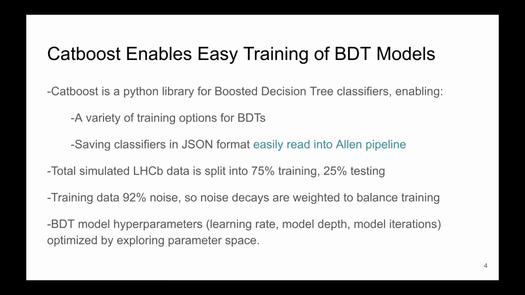Finally, the hyperparameters for these boosted decision tree models, things like learning rate, model depth, and model iterations, or the number of decision trees in the model, were optimized by exploring a parameter space. I think it was about 100 different combinations of these 3 parameters for each of the one-track and the two-track models.